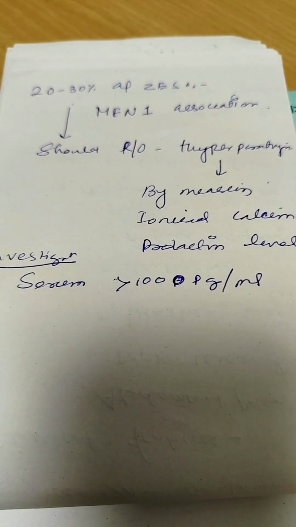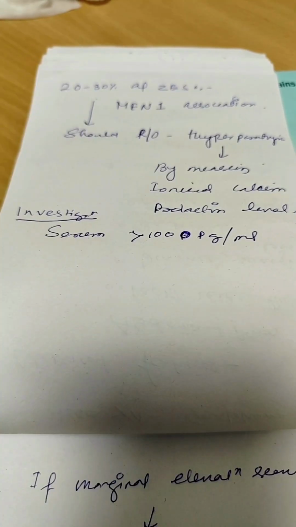In 20 to 30% of Zollinger Ellison syndrome cases, it is associated with MEN-1 syndrome, and for that we have to rule out hyperparathyroidism by measuring ionized calcium and prolactin level. So on investigation we look at the serum gastrin level. If the serum gastrin level is more than 1000 picogram per ml, we diagnose it as gastrinoma.